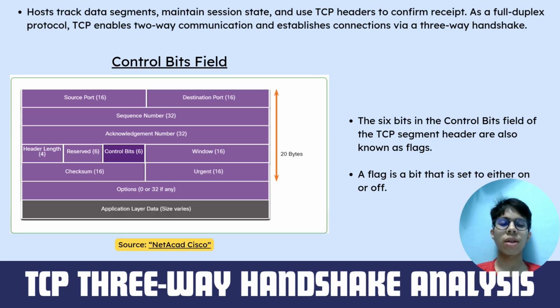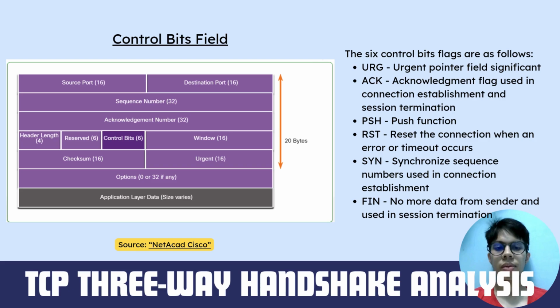Here we have a figure. The control bits field in the TCP header, also known as flags, manages connections, especially during the three-way handshake. It includes six bits: urgent, acknowledgement, push, reset, synchronize, and finish, which control connection setup, data transfer, and termination. In this slide, we can see the six control bits flags I mentioned earlier: urgent, acknowledgement, push, reset, synchronize, and finish.